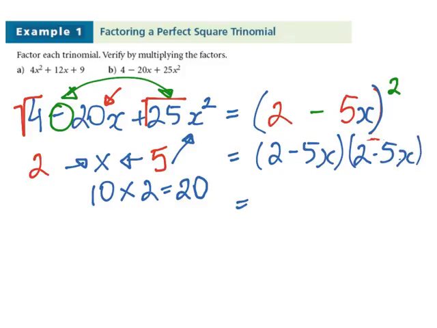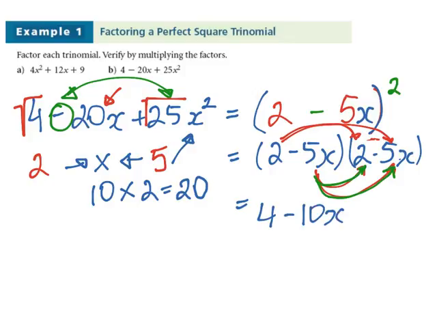Okay, so again, let's distribute. Forgive me for using red arrows at the bottom. And 2 times 2 is 4. 2 times negative 5 is negative 10x. Negative 5x times 2 is again negative 10x, and negative 5 times negative 5, and x times x is positive 25x squared. Don't forget that.